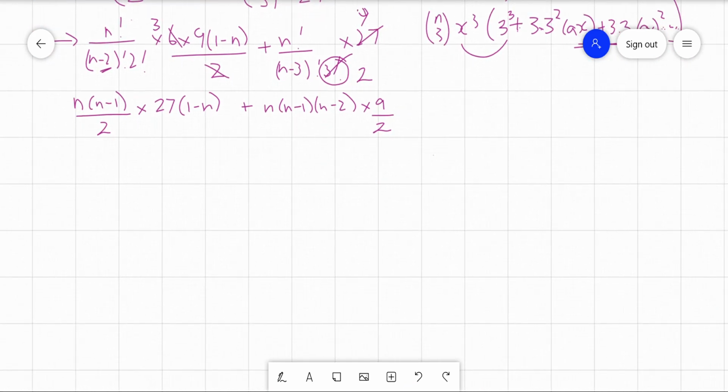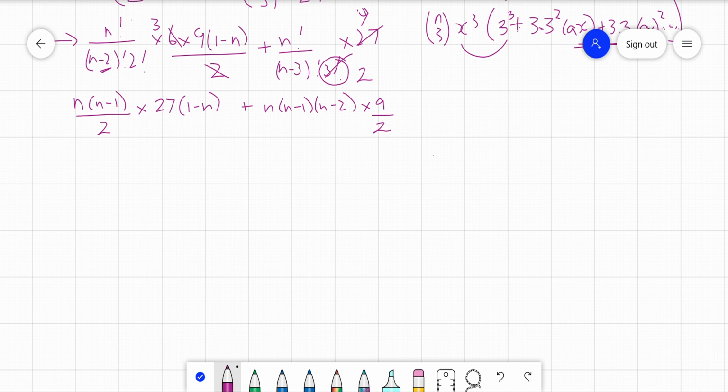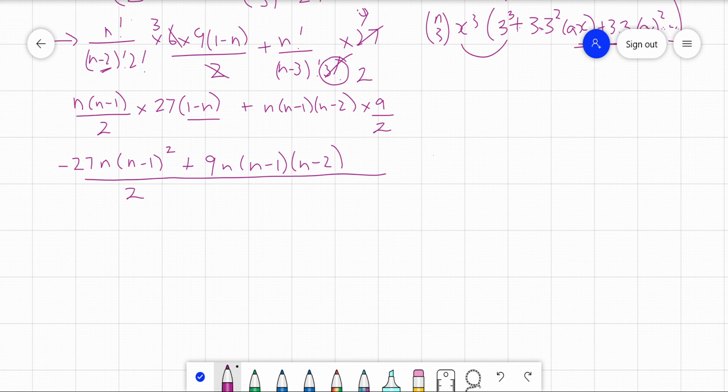Remember, this is just now algebra, but we'll keep going. So over 2, I've got n minus 1. I might put n minus 1 squared and put a negative in the front. So I'll put that negative back out there. So we'll have a minus 27 on 2. So it's all on 2, so keep going. And this will be a plus 9 n minus 1, n minus 2. If we put it all together there.